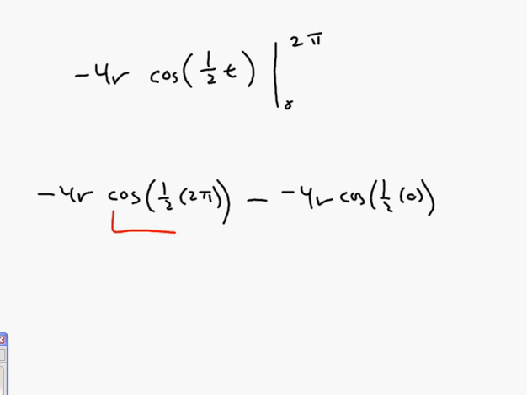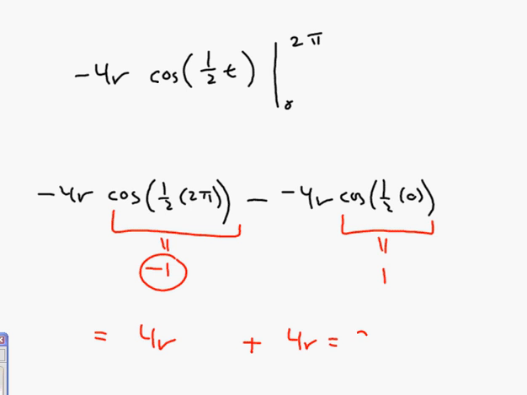Just think about this term for a minute. That's the cosine of pi. That's negative 1. And over here, we think just about this term. That's the cosine of 0. That's just positive 1. Well, negative 4r times negative 1 gives me 4r. And then we have minus and negative, so it becomes plus. And then 4r times 1 is just 4r. So we get an answer of 8r.